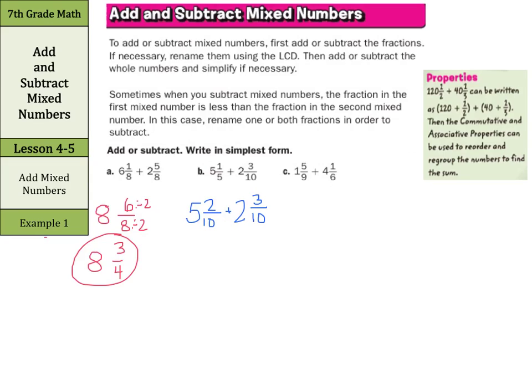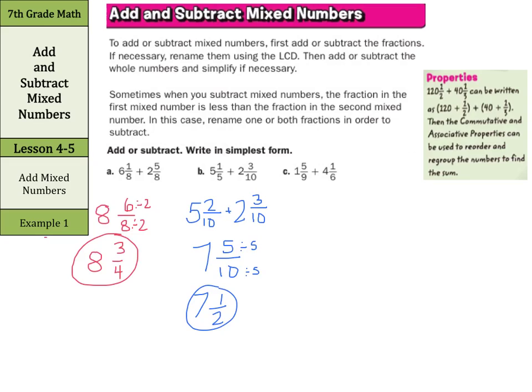Now I can add my 2/10 and my 3/10 and get 5/10. And 5 plus 2 is 7. Now you're not simplified yet. I can divide the top and bottom here by, well, 5 to get a final answer of 7 1/2.